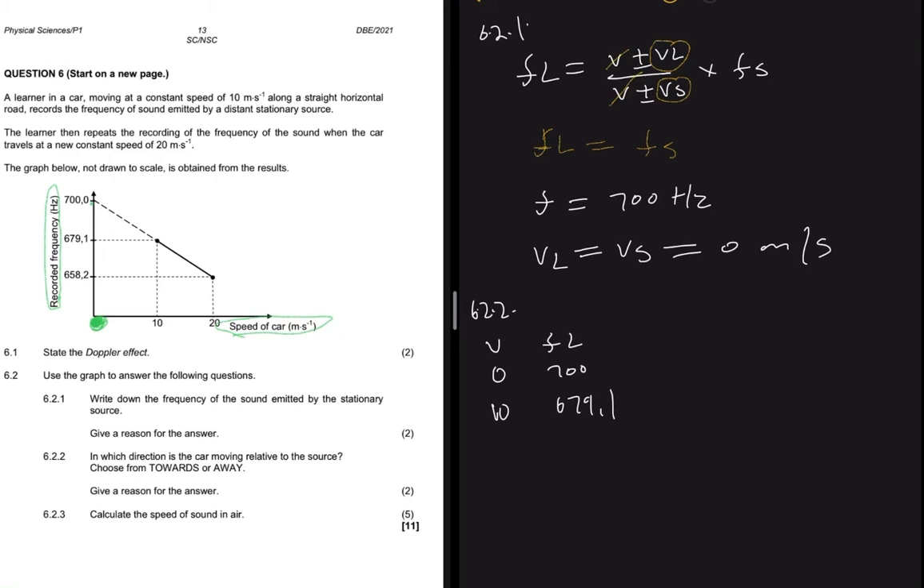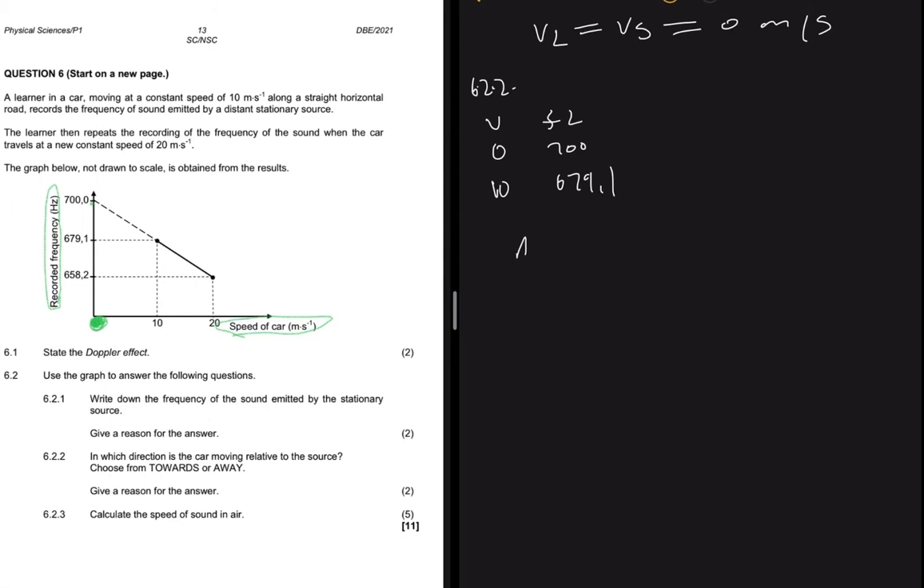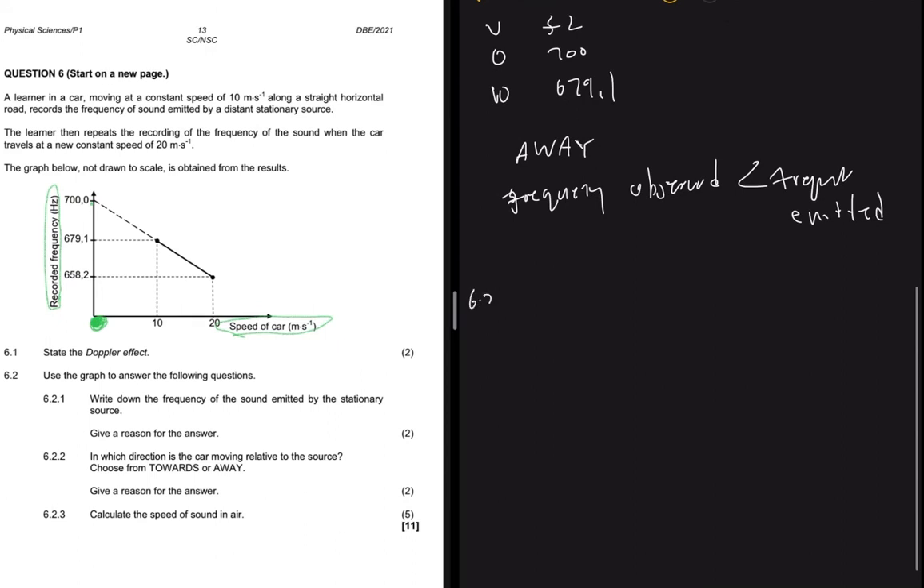That only happens when a vehicle is moving away, right? Whether the sound source is moving away from the listener or the listener is moving away from the sound source. But in this situation, we know very well that the sound source is stationary, so the listener is the one moving away. So here we'll write away, and the reason for that is that the frequency observed is less than the frequency emitted, right? Yes. Let's move ahead.